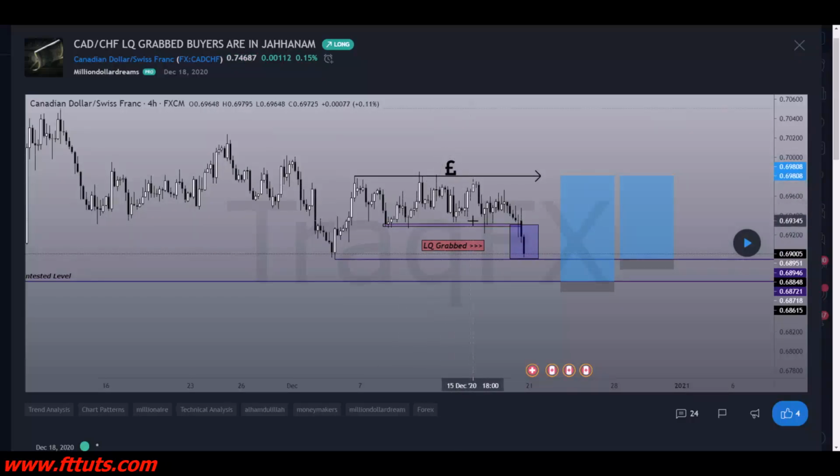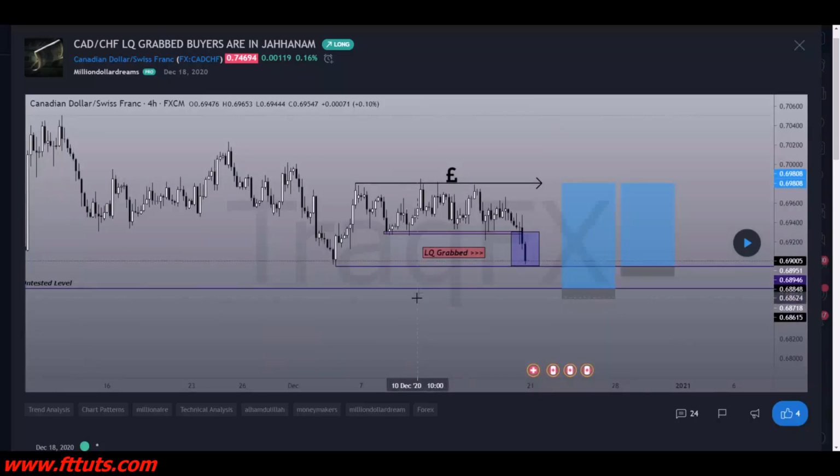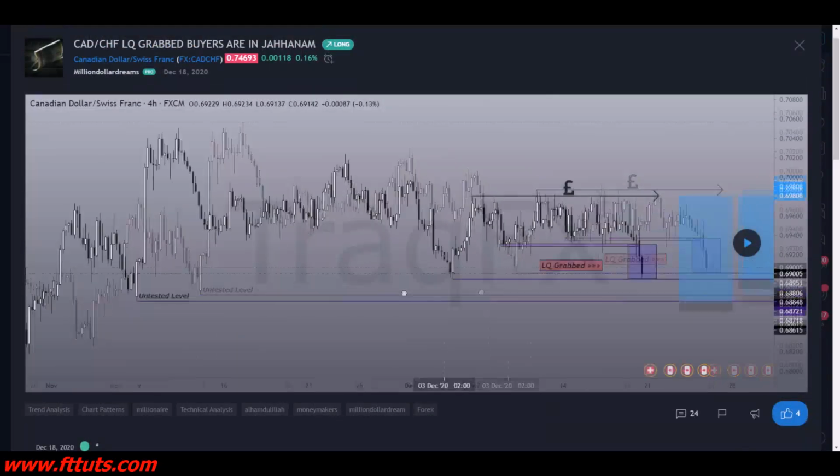Now we know that there's money resting below. So while all the retail traders are thinking about buying here, buying over here, and buying over here, all their money is resting below. And then we know that long term, price is going to go up because there's money resting above over here, and it needs to take out that money. So what I did is I looked towards my left and I found my untested levels, which were an institutional candle here and over here, or this one and this one.